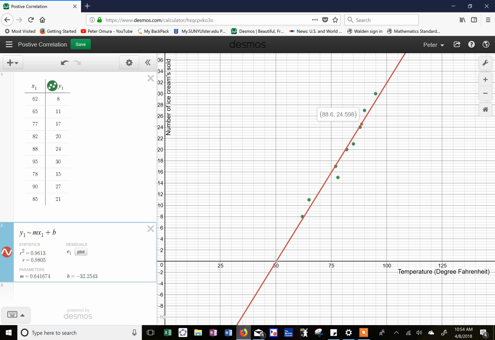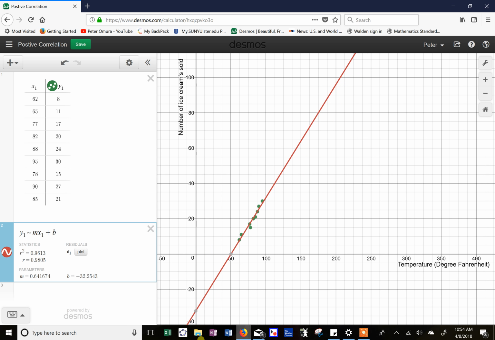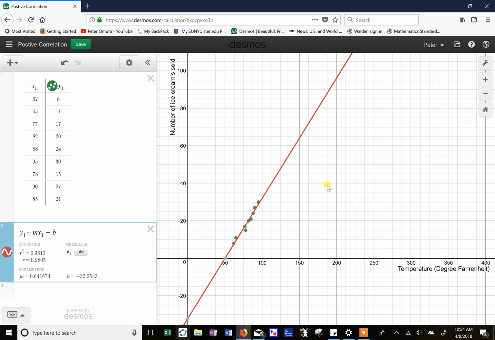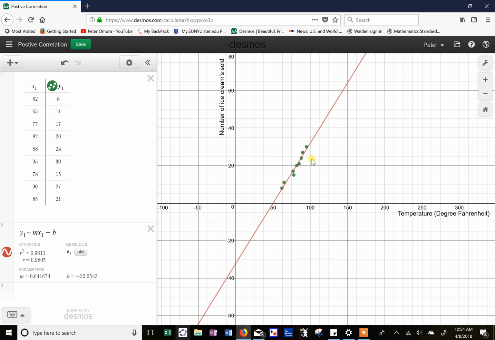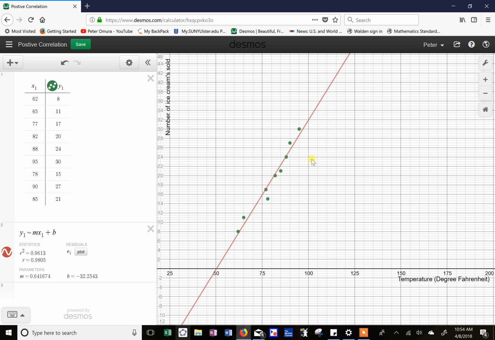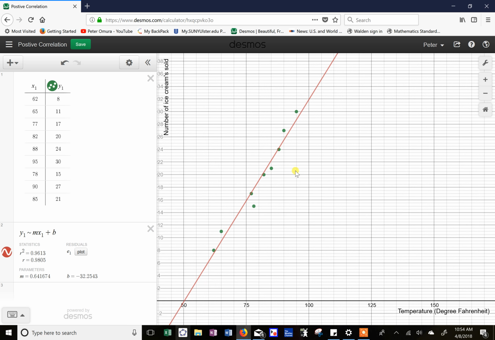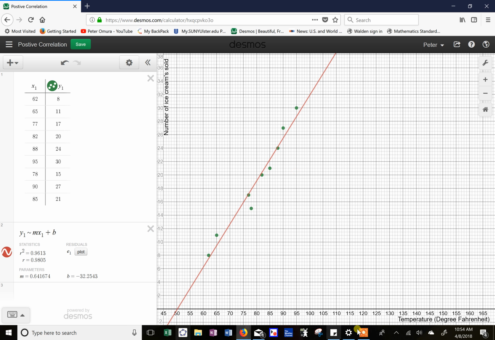What we can do now, now that we have a line of best fit, and I'm going to tell you that my slope is approximately 0.64 and my y-intercept is negative 32.5, and if you take a look, it goes way down there. We can now use this information to write the equation of a line in slope-intercept form, y equals mx plus b, and predict what should happen. Now, it's not guaranteed to happen, but it's used to predict what's going to happen.